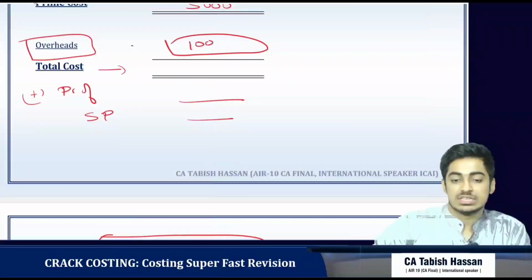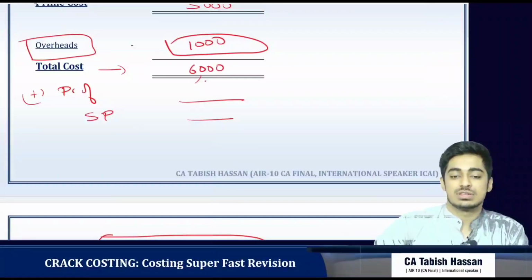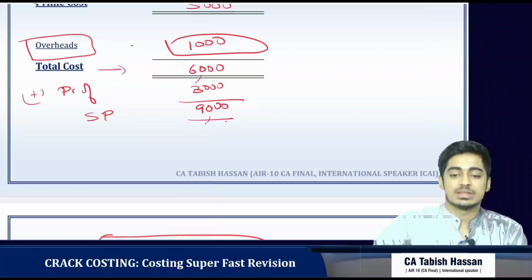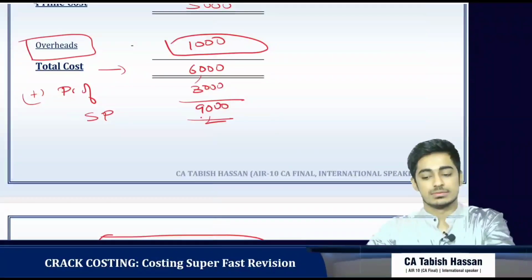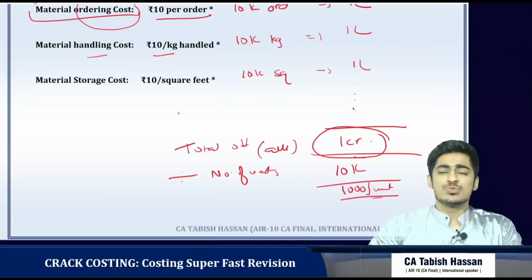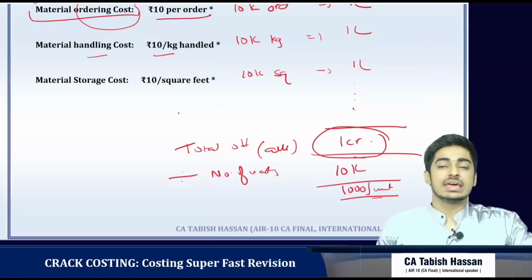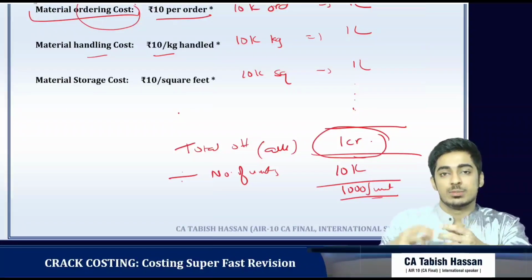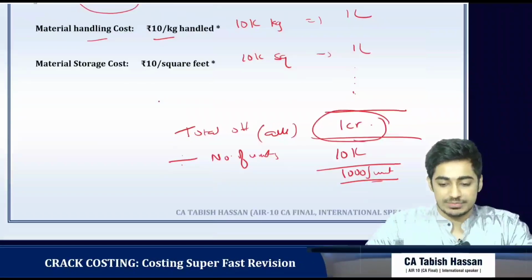We charge it here, 5,000 plus 1,000. We got the total cost at 6,000. We add the profit, and that's how we determine our selling price. Simple. So we've got a good feel of what activity based costing is. Now let's see the steps to be followed to get the overhead based on activity based costing method.